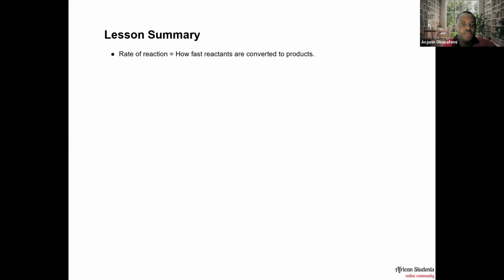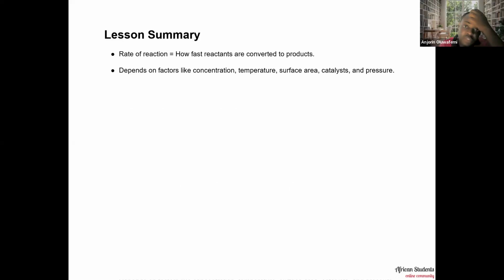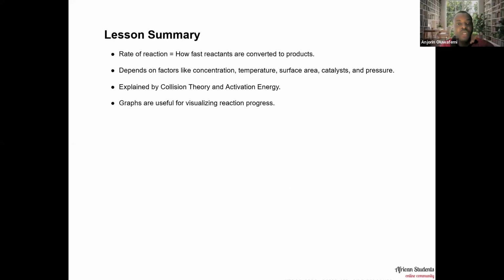Okay. So let me summarize by saying that rate of reaction equals how fast reactants are converted to product. It depends on factors like concentration, temperature, surface area, catalyst, and pressure. Then we tried to explain collision theory and activation energy. We also looked at graphs, which are useful for visualizing reaction progress. And then we looked at real life applications to show the importance of controlling reaction rate. So these are some of the things that we touched on in the course of the lesson.